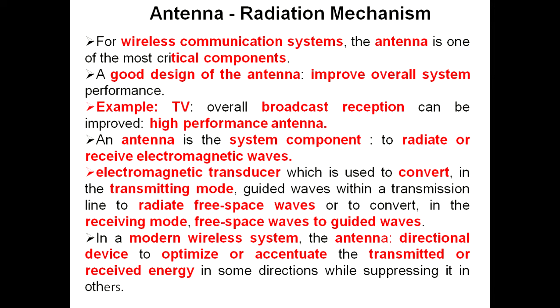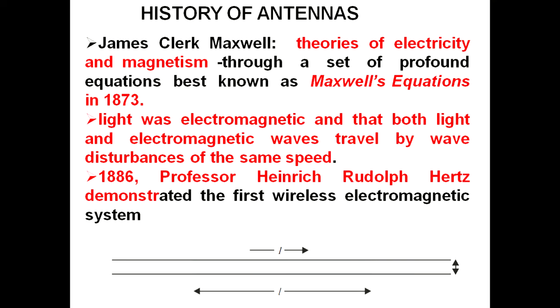In modern communication, a directional antenna is used to optimize the transmitted and received signal in some direction while suppressing it in another direction. This is the history of the antenna. It was derived from Maxwell's equations in 1873, and it was extended by Heinrich Hertz, who demonstrated the first wireless electromagnetic system in 1886.